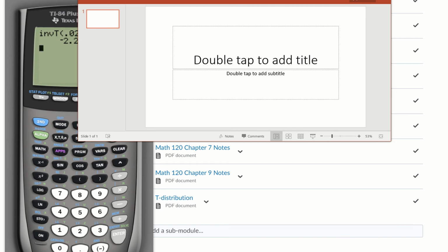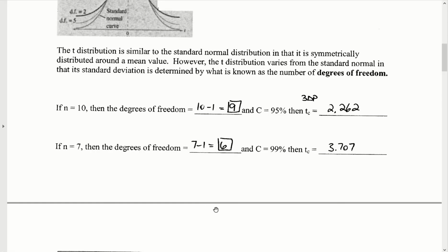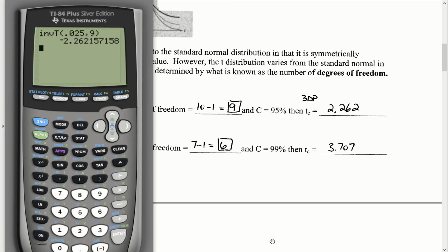Let's do another one of these. Suppose we have 7 degrees, assuming a sample of size 7, and we want to find the T critical value that would correspond to the 99% confidence interval. If I do this using the calculator, first of all, note that if n is 7, then that's going to produce 7 minus 1, or 6 degrees of freedom. For the tail area, second distribution, going down to that choice 4 inverse T in the TI-84 calculator.